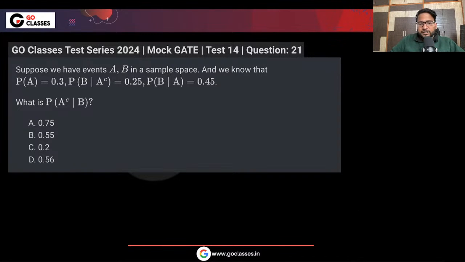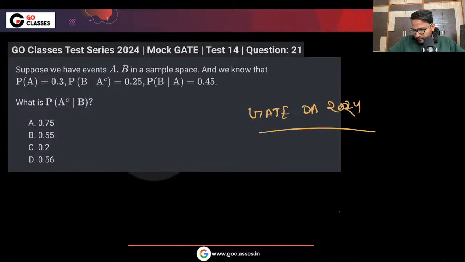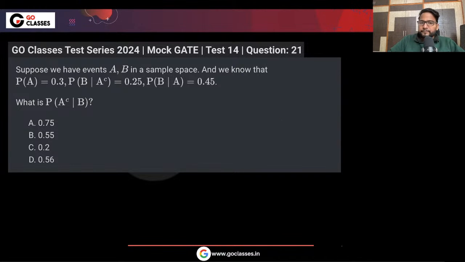Now let's see this question. This question was an easy one. A similar question has been asked in GATE DA 2024. There is no restriction on which pivot you choose, but it should be mentioned in the quick sort. So see here, they are saying that these probabilities are given.